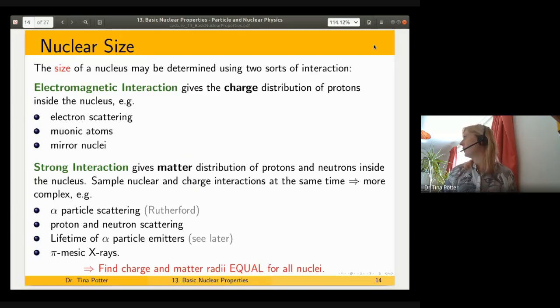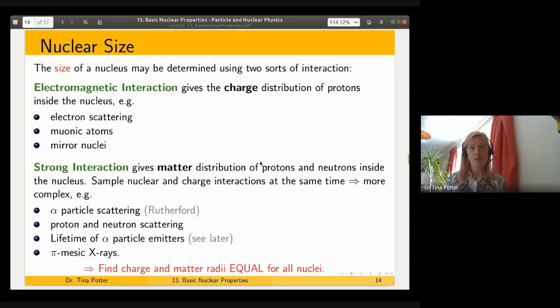And beta decay between these nuclei are very important. Finally, we can use the strong interaction, and this is going to tell us where all the protons and neutrons are sitting. So we can also use the strong interaction to tell us where the matter is sitting inside of the nucleus. So it's going to tell us where the protons and the neutrons are sitting. And this is actually a little bit more complex because it's going to need to take into account the strong and the electromagnetic interactions at the same time.